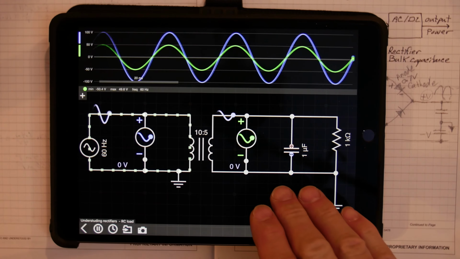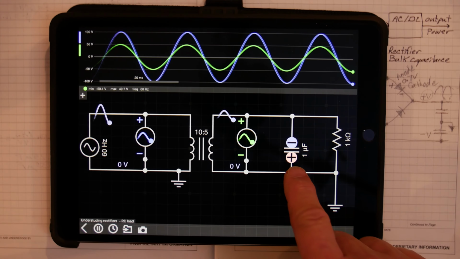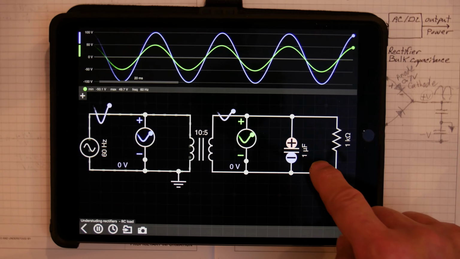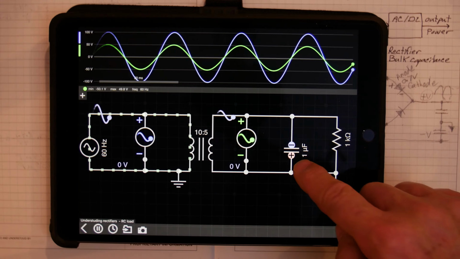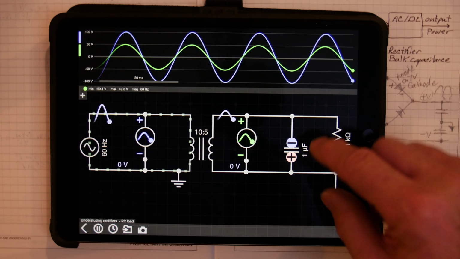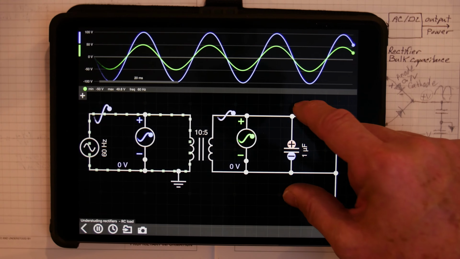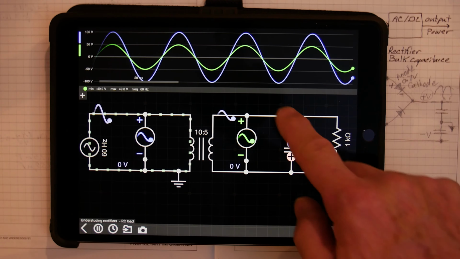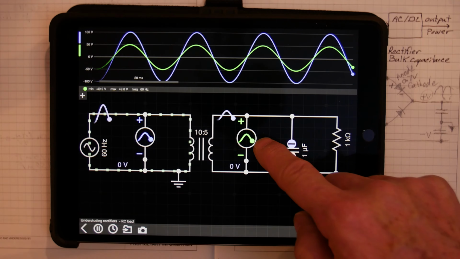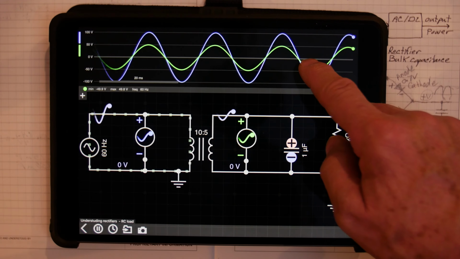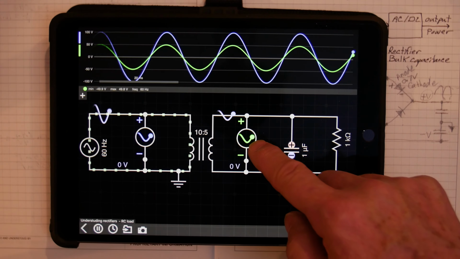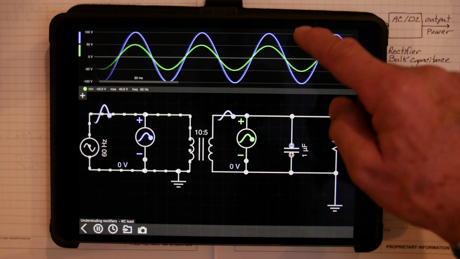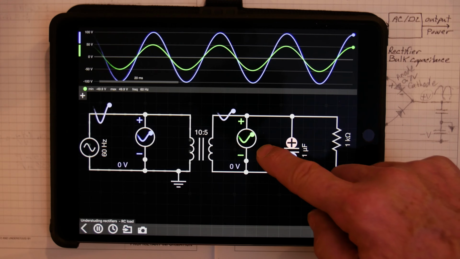Okay, before we introduce the diode, let's introduce a capacitor so we can see what a capacitor does. We have this capacitor in here, and you see the plus minus, and they alternate as the voltage goes plus and minus across this capacitor. It's only 1 microfarad. Let's increase it. The green voltage is the secondary voltage, and the blue voltage is primary. It's 10 to 5, so we have 100 volts peak and 50 volts peak on the green.